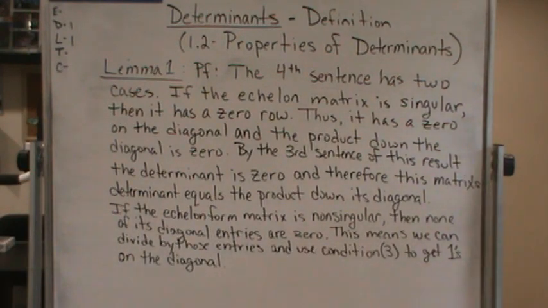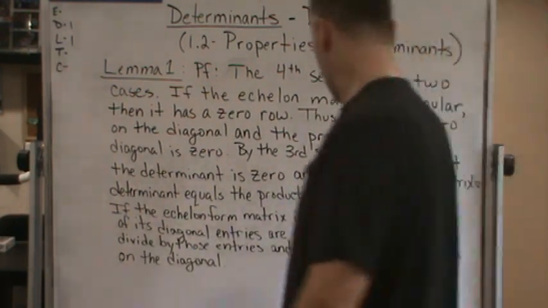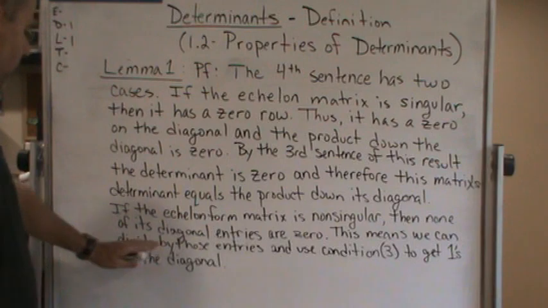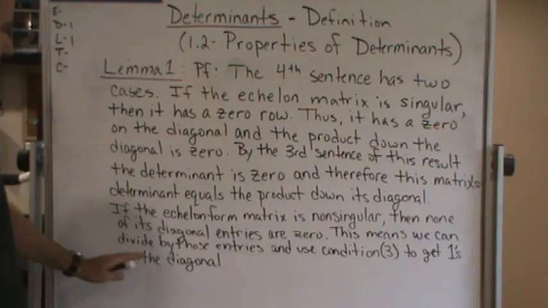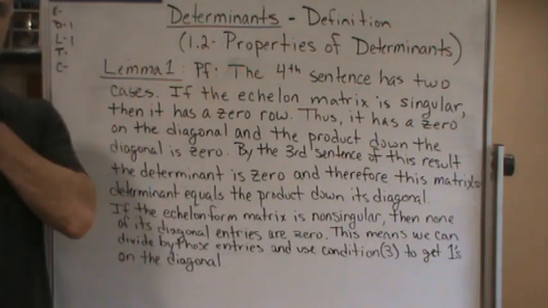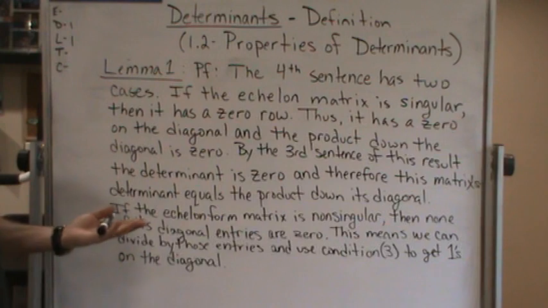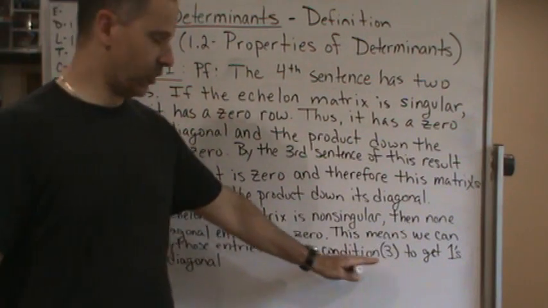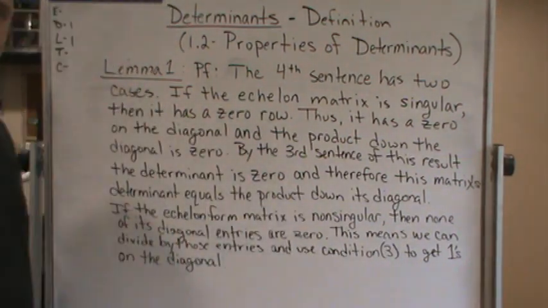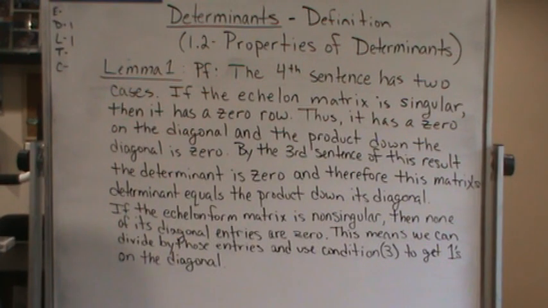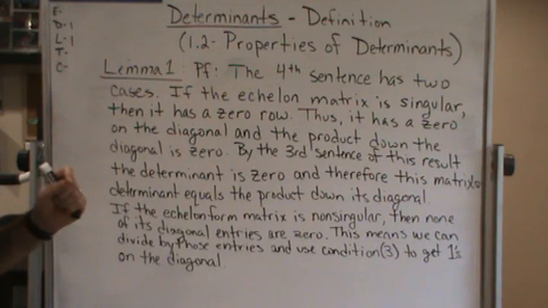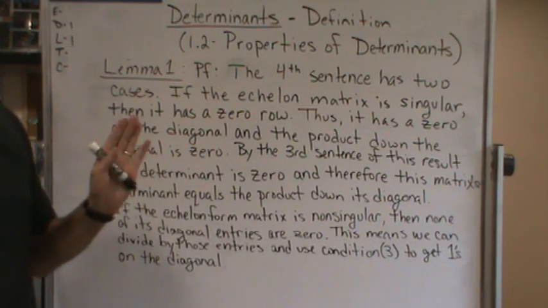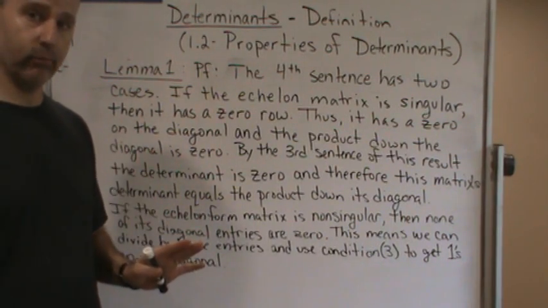is non-singular. Well, if it's non-singular, guess what? Then none of its diagonal entries are zero. Okay? And this means that we can divide those entries by a number. And we could use condition 3 in the definition, right? We could use condition 3 to multiply by a scalar to get all of those diagonals to be 1.